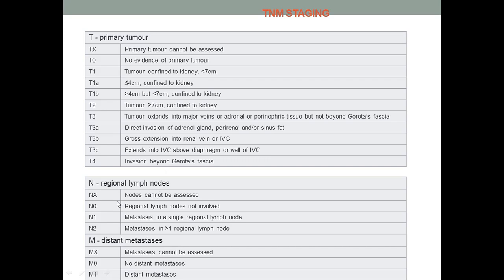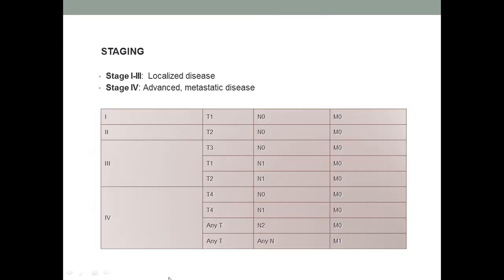And regarding nodal status, N1 is a tumor which involves a single regional lymph node, while N2 involves more than one regional lymph node. And M0 is no metastasis, M1 is a distant metastasis. Again, for the staging, you can very well appreciate that T1 is stage 1, T2 is stage 2, T3 is stage 3, but without lymph node involvement or metastasis.